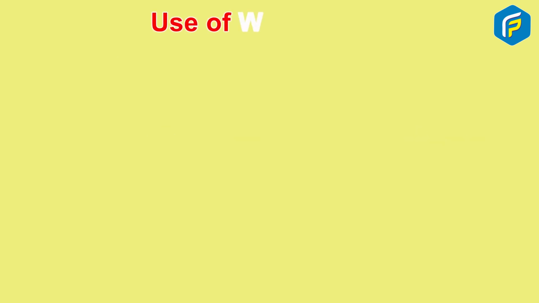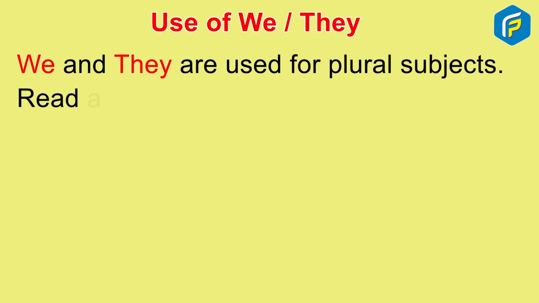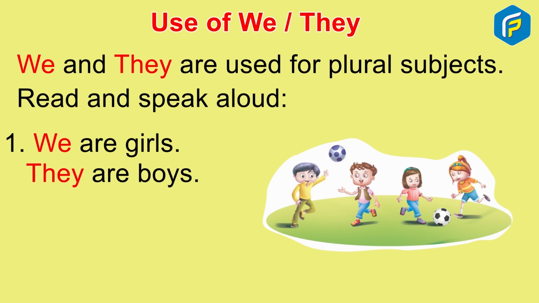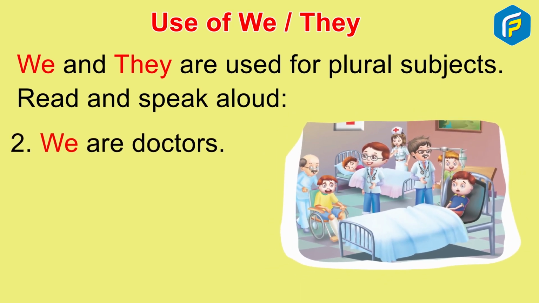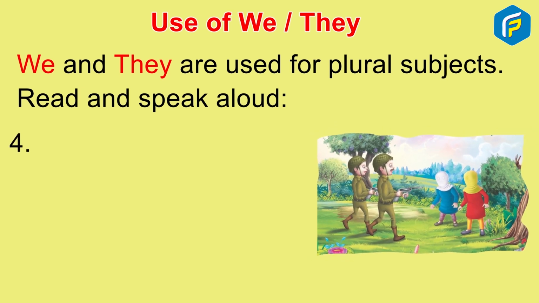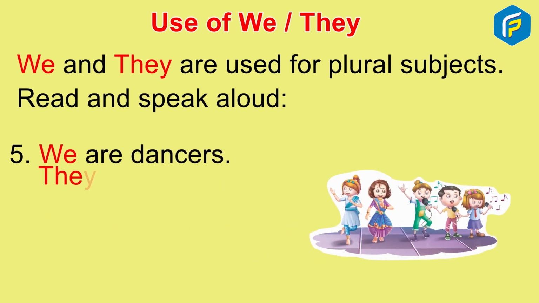Use of we, they. We and they are used for plural subjects. Read and speak aloud. We are girls. They are boys. We are doctors. They are parents. We are soldiers. They are enemies. We are students. They are our teachers. We are dancers. They are singers.